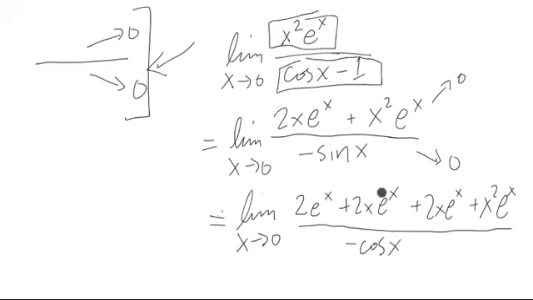Plug in 0, and you notice the bottom is now negative 1. Hey, that's great. Now we can plug in. So the bottom's negative 1. The top looks like all these guys over here will be 0 when we plug in 0. But this one right here will actually be 2. So it looks like our limit is negative 2.